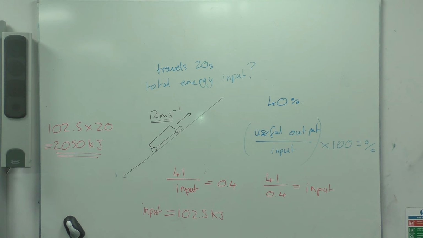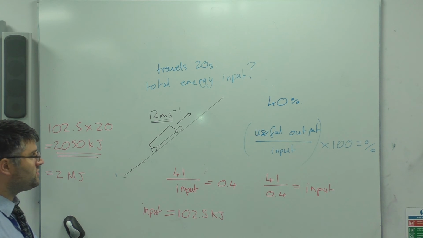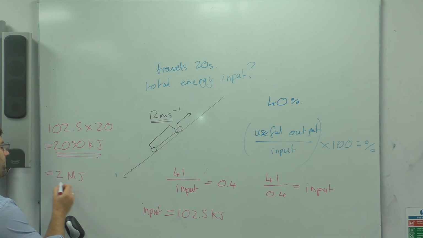It might be more appropriate now to just round this up to an appropriate number of significant figures, so we'll go for 2 megajoules, about 2 megajoules. So quite a sizable amount of energy for 20 seconds there. Apologies, 2.1 megajoule would be more appropriate.